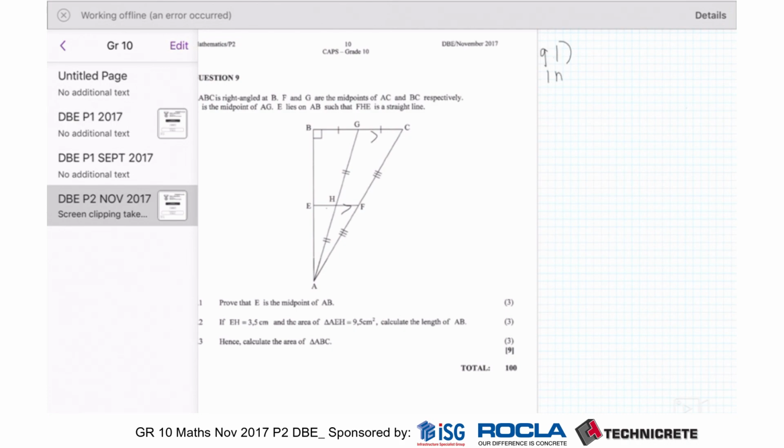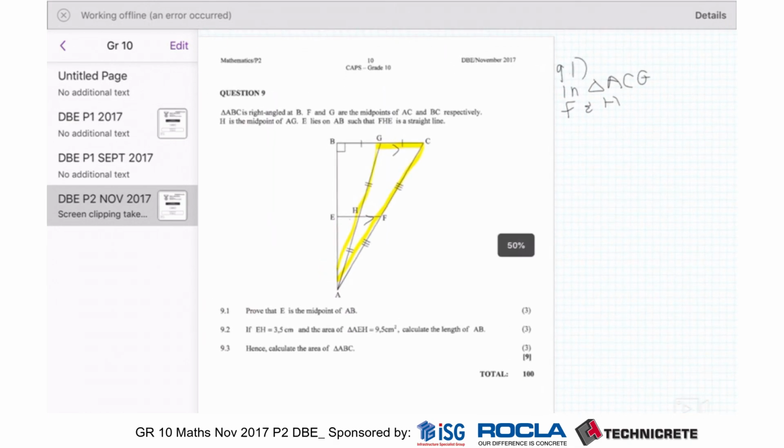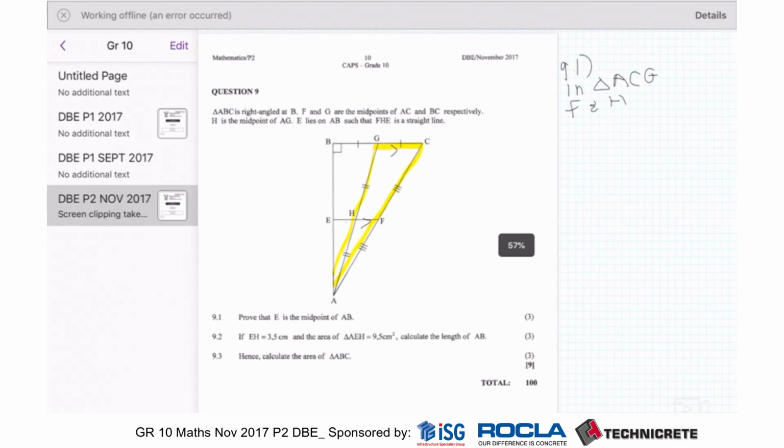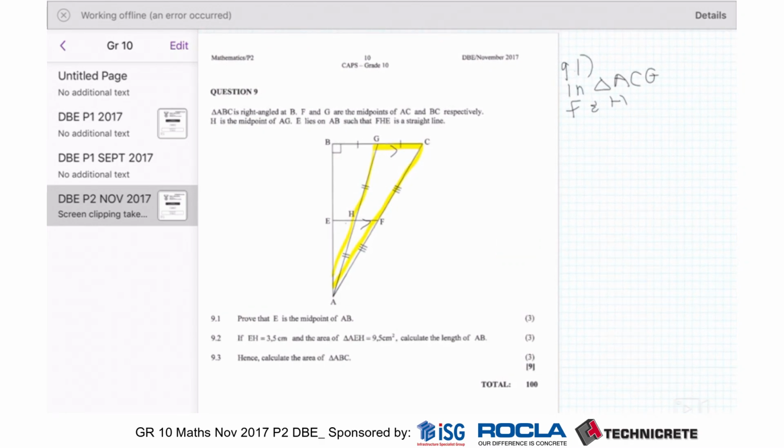So in this triangle of ACG, F and H are the midpoints, which is what they told me. Okay, therefore it must be that FE is parallel to BC, because this entire line is parallel to this entire line, which is what we drew there.